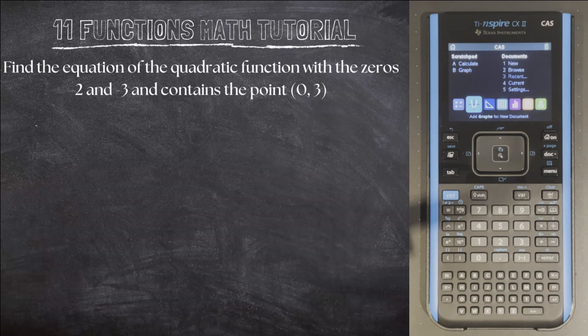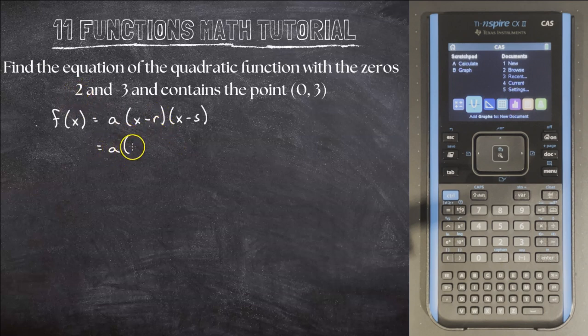Now, since we're given the zeros, it's easiest to start this question off using intercept form or factored form. If we were given the vertex, we could start with vertex form. So if you remember, factored form looks like this. So our function is a times x minus r times x minus s, where r and s are the x-intercepts or the zeros. So 1, 0 is 2, so let's have r equal to 2.